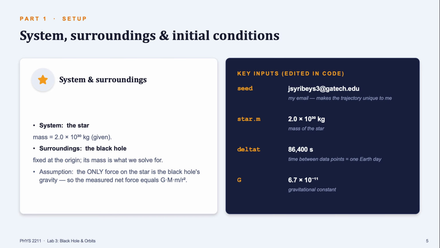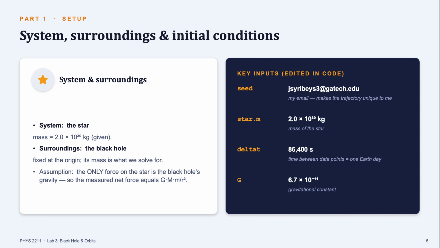Part 1, my system is a star. Its mass, 2 times 10 to the 30th kilograms, is known. The surroundings are the black hole, and it's fixed at the origin, and its mass is unknown. The key assumption: gravity from the black hole is the only force on the star.